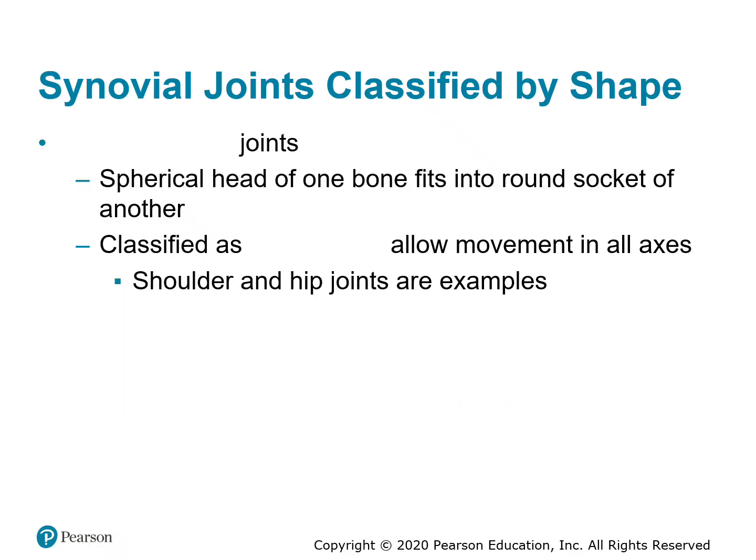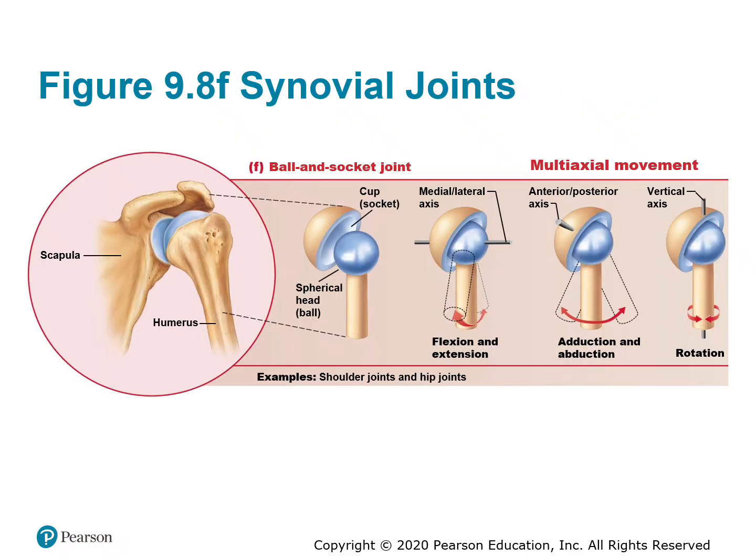The one that you are probably the most familiar with is ball and socket joints. A ball and socket joint is exactly what you think of when you're thinking of your shoulder joint or your hip. There is a piece that fits into something else and allows for movement. We call this guy multi-axial.